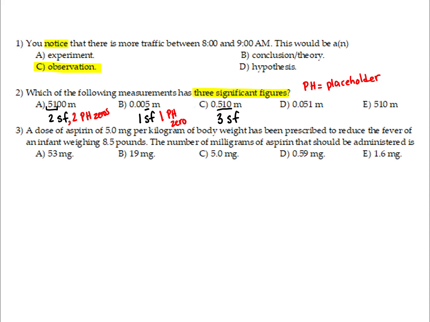But we'll continue doing the others. This one, we've got 2 significant figures and 1 placeholder zero. That's here. That's the placeholder zero. And then in E, we have 2 significant figures and 1 placeholder zero. So don't let those placeholders confuse you. The answer here is C.